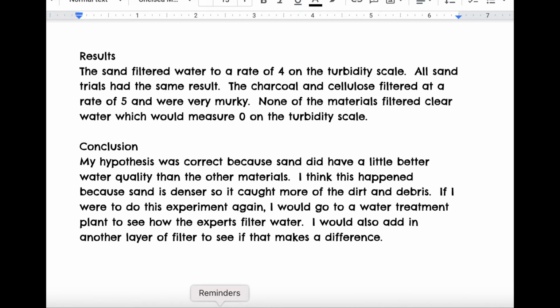Then add in something that tells, if you were to do this experiment again, what might you do differently? What might you change or add or take away? In mine, I wrote, if I were to do this experiment again, I would go to a water treatment plant to see how the experts filter water. Now, I added that because I think having a little more information might have helped me to build a better test. I would also add in another layer of filter to see if that makes a difference.